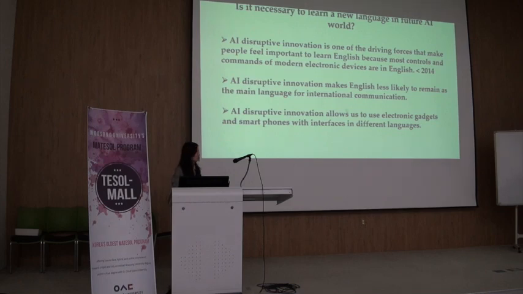Disruptive innovation makes English less likely to remain the main language for international communication. These innovations allow us to use electronic gadgets and smartphones with interfaces in different languages, not only in English. At least in China, we have, for example, iFlytek, a machine translation app. If you pay a little bit of money, it allows you to translate freely among more than 50 languages, not only from Chinese to English, but Chinese to Korean. It's very powerful.